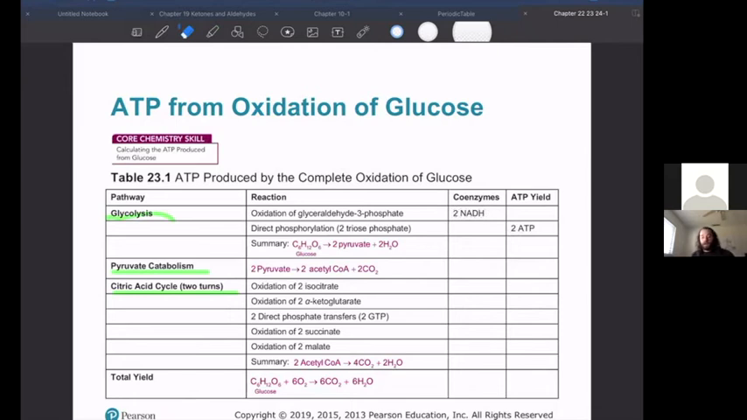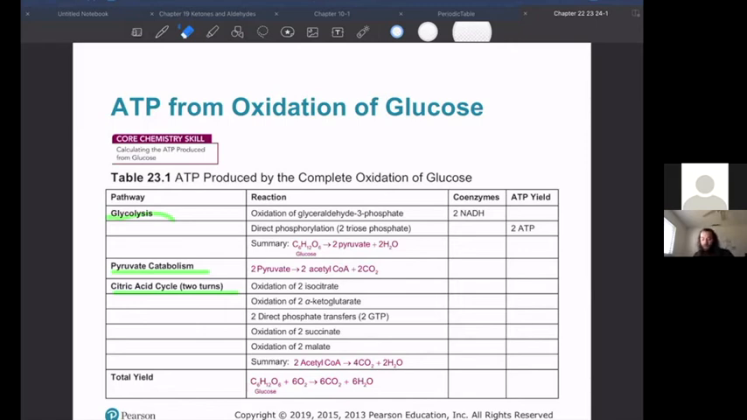Okay, I'll say before I move on real quick, being able to complete this chart from memory is the most important part of this whole metabolism discussion. How much ATP do you get from each step? How much comes from direct phosphorylation? How much comes from NADH, et cetera, et cetera. Okay.